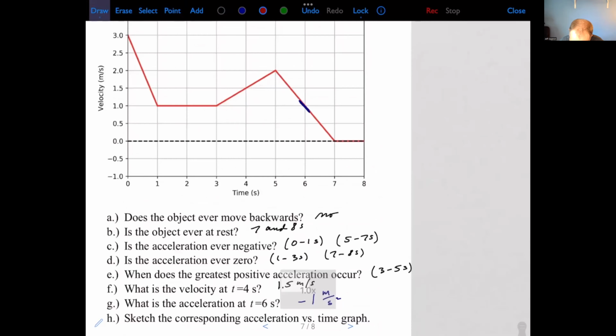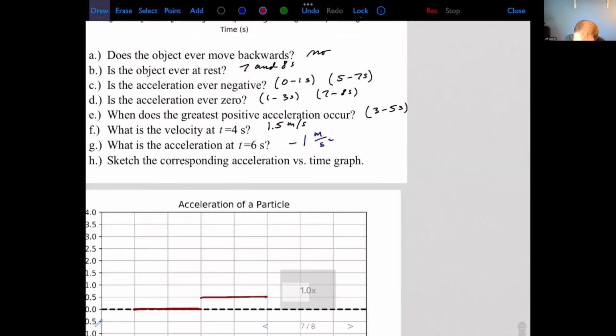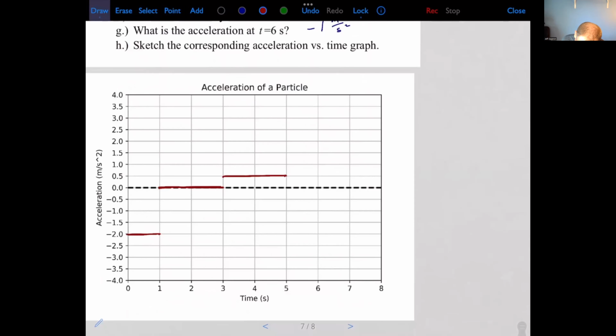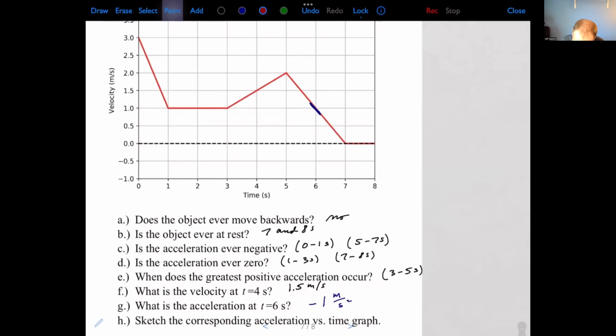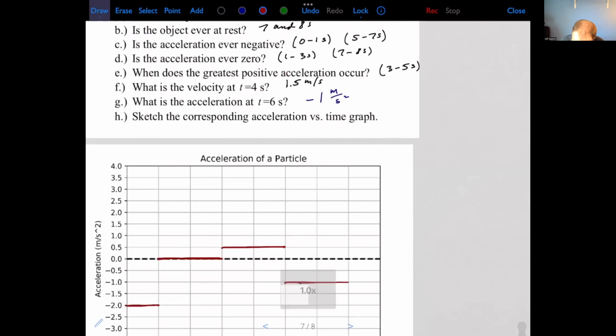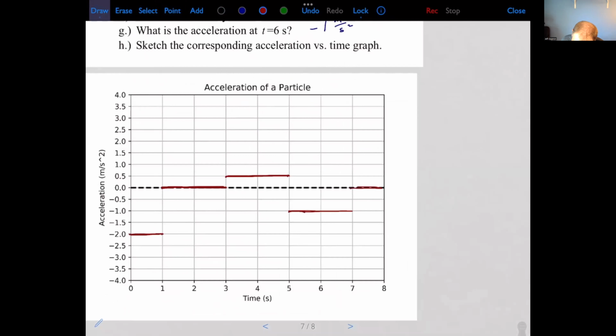From 5 to 7, it's going to be this slope, which we already calculated. Rise was -2 over +2, so -1, right? The acceleration is -1 from 5 to 7. So -1, 5 to 7. And then finally from 7 to 8, what is this slope? Well, it's 0 again, right? So the acceleration is 0 from 7 to 8. That's 0. So that will be the corresponding acceleration versus time graph.